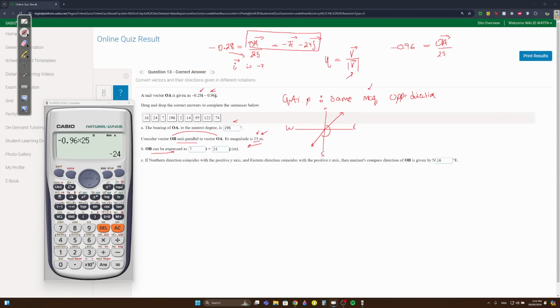We said it's anti-parallel, meaning it's the opposite direction. So these two we change them. What's the opposite of negative 7? 7. What's the opposite of negative 24? 24. Not more than that.